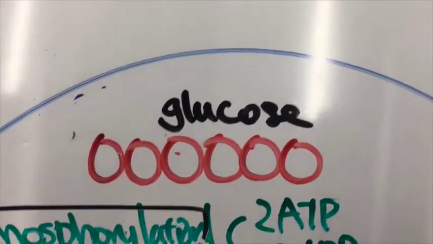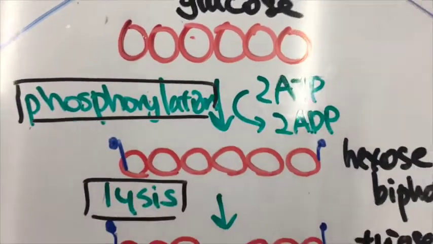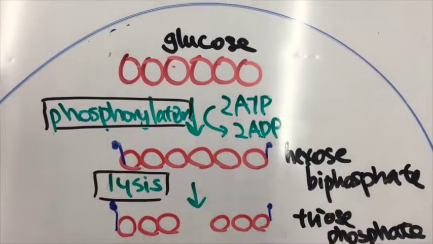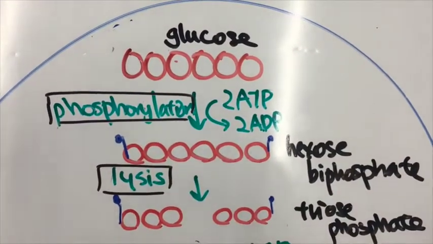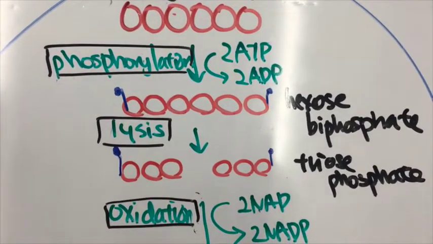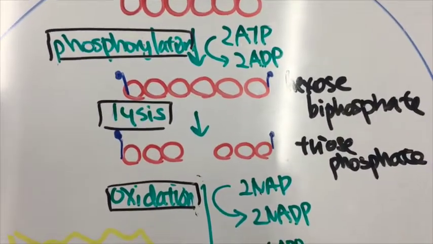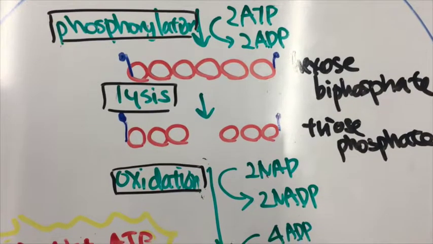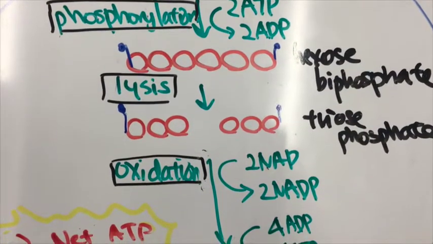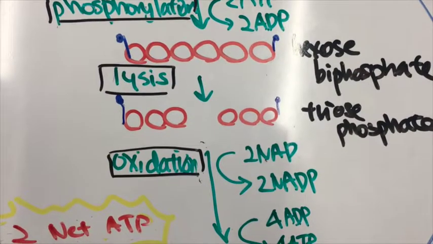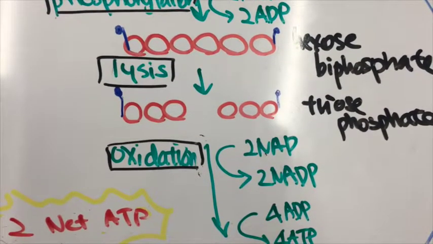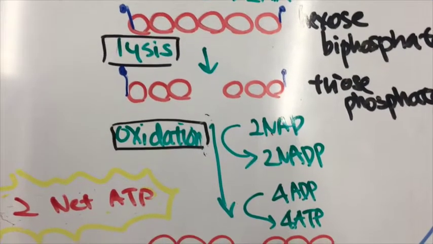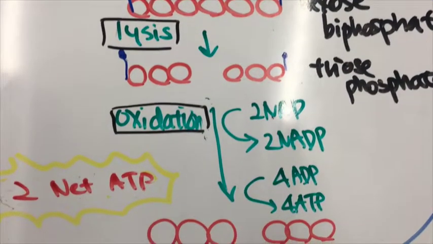2 phosphate groups are added to a molecule of glucose, and this forms hexose bisphosphate. Adding a phosphate group is called phosphorylation. The 2 molecules of ATP provide the phosphate groups. The energy level of hexose is raised by phosphorylation, so this makes hexose bisphosphate extremely unstable, and this leads to lysis, which is the splitting of hexose bisphosphate into 2 molecules of triose phosphate.